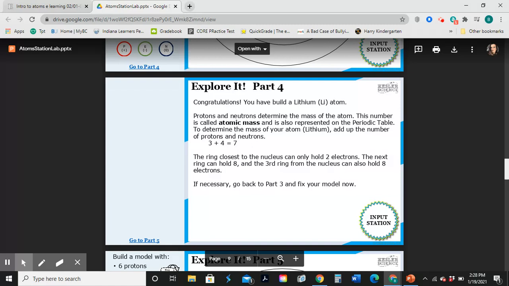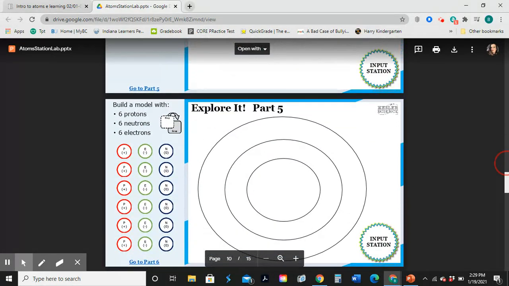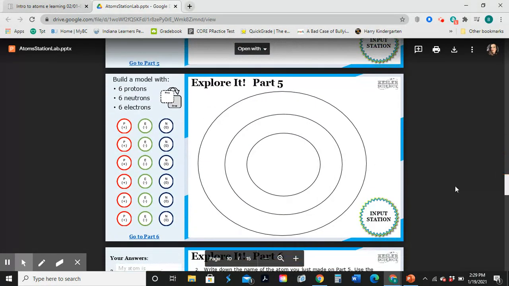The ring closest to the nucleus can only hold 2 electrons. The next ring can only hold 8. And the third ring from the nucleus can only hold 8. If necessary, go back to part 3 and fix your model now. Now you're going to build another model with 6 protons, 6 neutrons, and 6 electrons in the right spots.